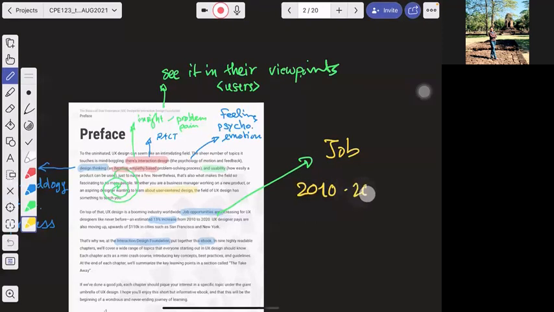From 2010 to 2013, a lot of companies needed the job of user experience designers. Previously, maybe they needed a programmer, but now not only a programmer itself, they also really need user designers. User designer is both user experience and user interface.